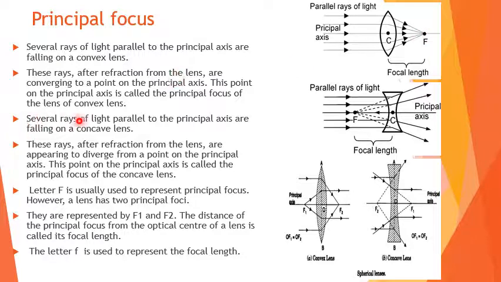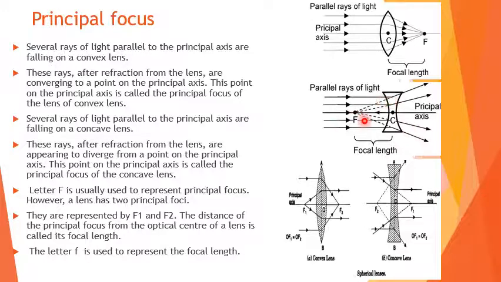Alright. Now several rays of light parallel to the principal axis are falling on a concave lens. Same way for concave, these rays after refraction from the lens are appearing to diverge from a point on the principal axis. They diverge. See, these rays are going away from the lens. They are not focusing in one point.